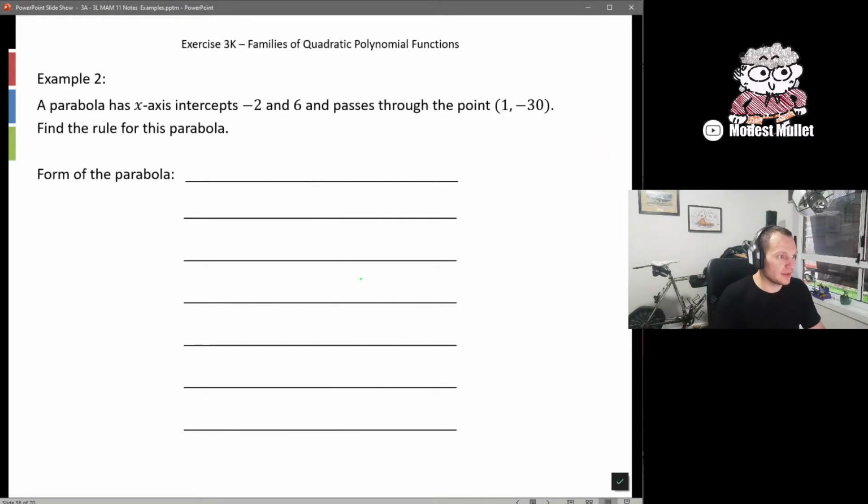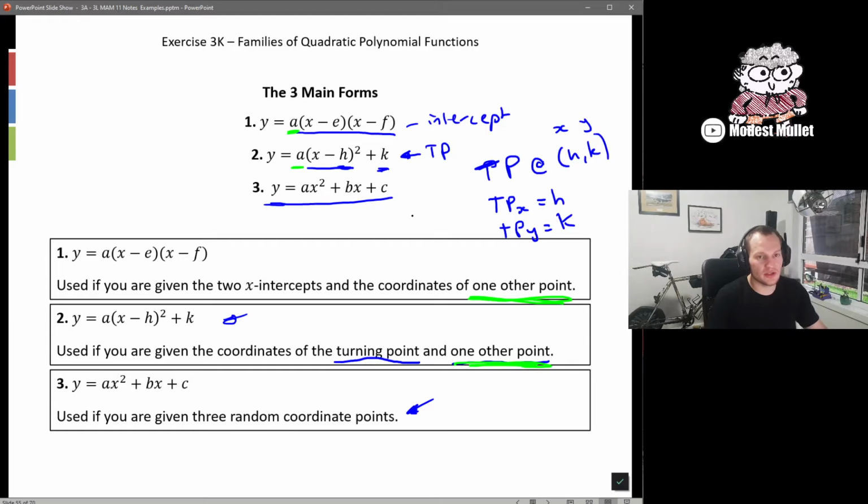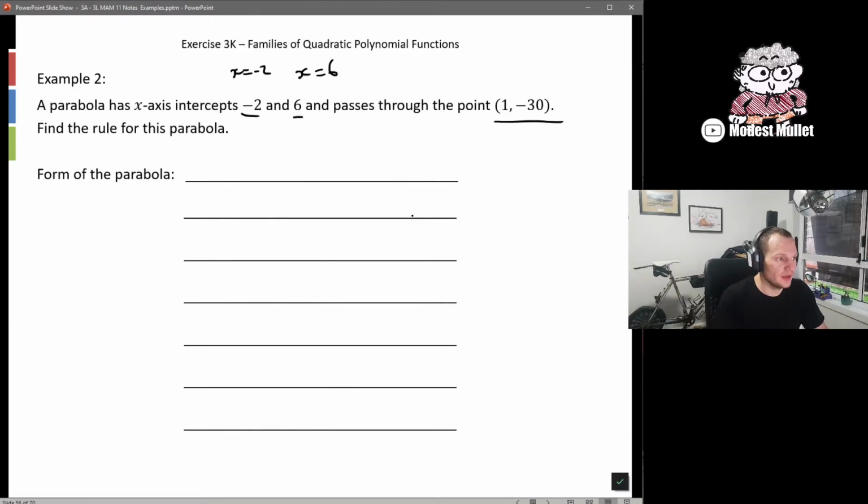So, let's have a quick look at this example. We are told a parabola has x-axis intercepts of -2 and 6, x equals -2 and x equals 6 as our intercepts, and then passes through the point (1, -30). Well, which of those three representations would be best to try and use to figure out what the equation of it is? We're given intercepts, we want to use the intercept form.